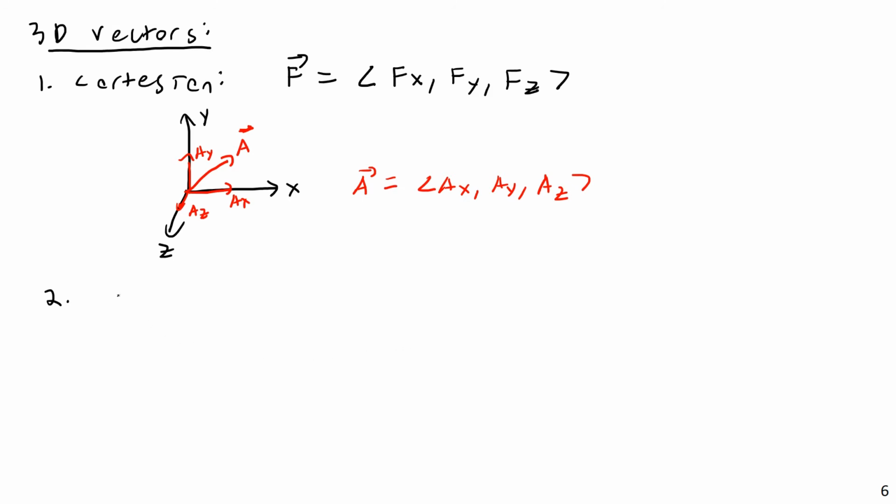So there are two different ways of doing these. The first one would be spherical. Spherical representation, or the spherical form. This would be one magnitude, two directions.